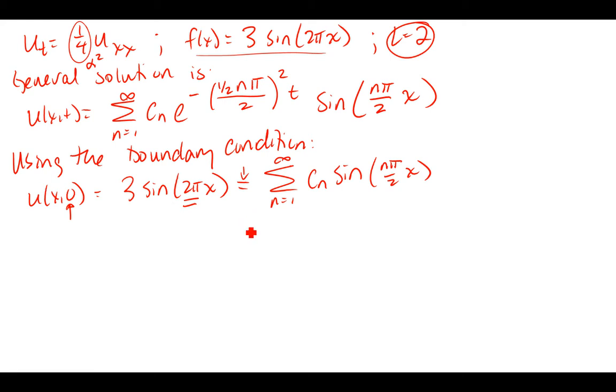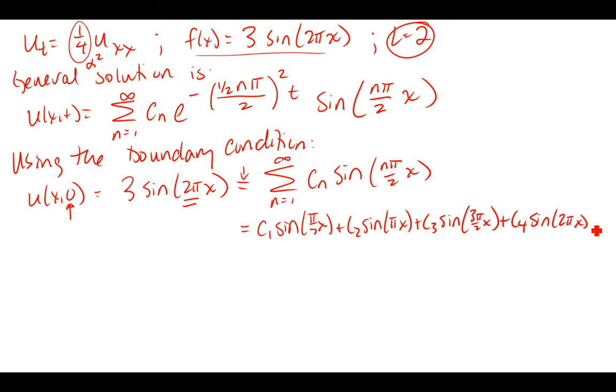Okay, so I'll give you C1 sine of pi over 2x, C2 pi x, C3 3 pi over 2x, C4 sine of 2 pi x, and then more. It's infinite. But look at this. How the heck am I going to get this to equal that?